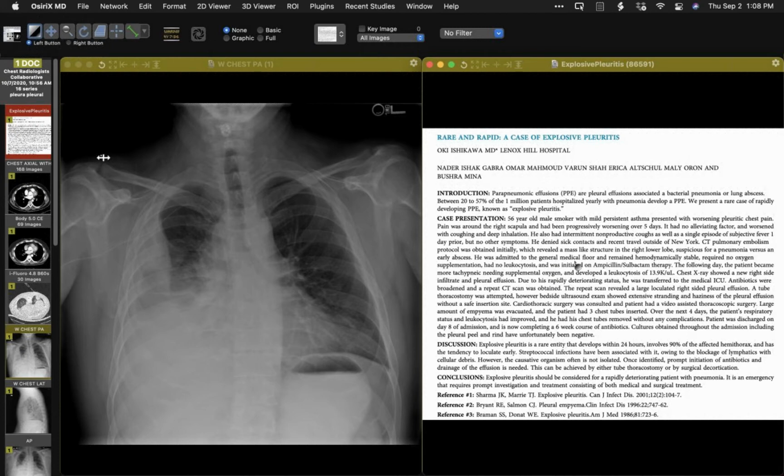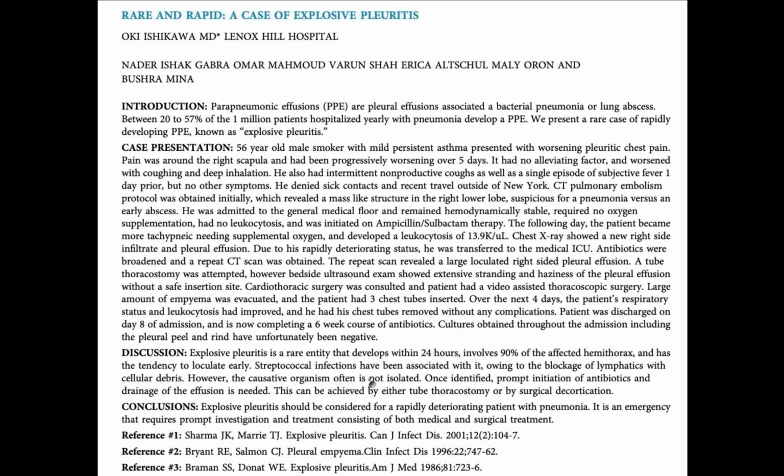That's a great name, but what does it mean other than empyema? I think a lot of times we see patients with pneumonias that present with empyema. We don't know how rapidly the pleural fluid developed anyway. That's right. I think the issue is that if you have this explosive pleuritis, one should think about infection, if one hasn't thought about it already as the etiology. Rare entity, develops within 24 hours, involves 90% of the affected hemithorax, loculates early, and in this patient, streptococcal infection did happen.